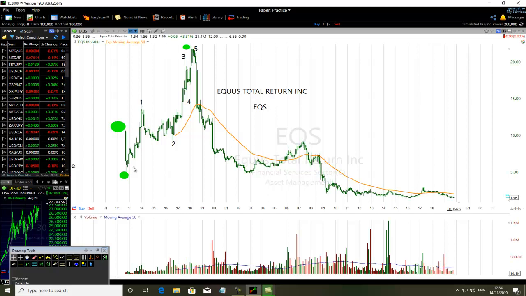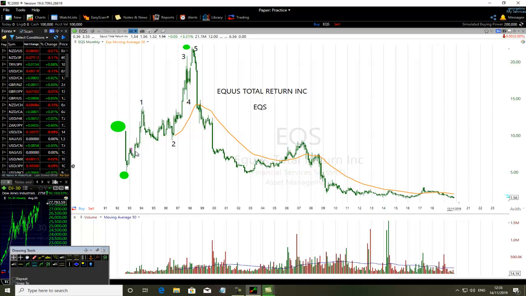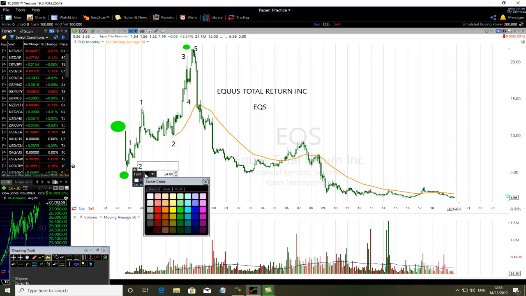All right, so here it is. So first, if it's the first minor wave of the first wave, agree or disagree? This is the second minor wave of the first wave.